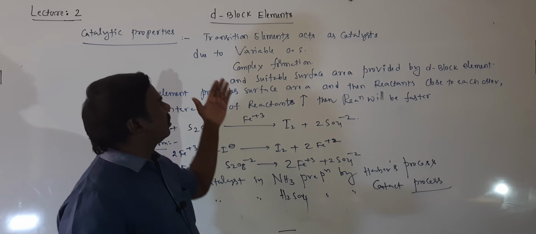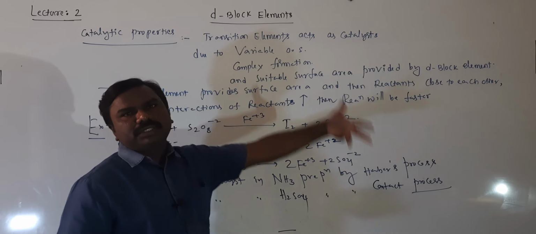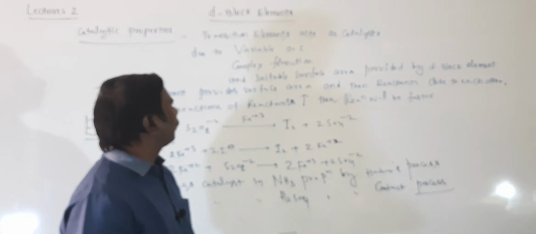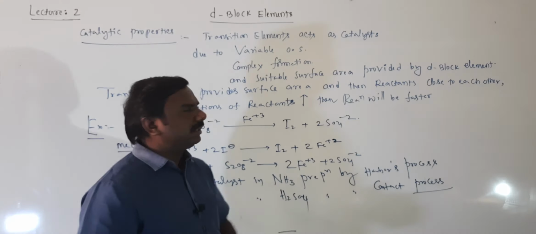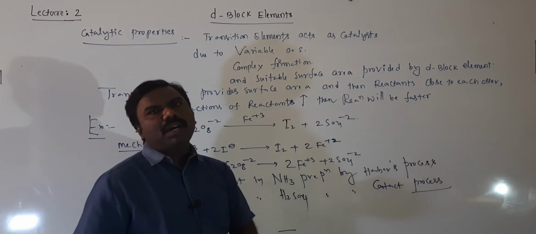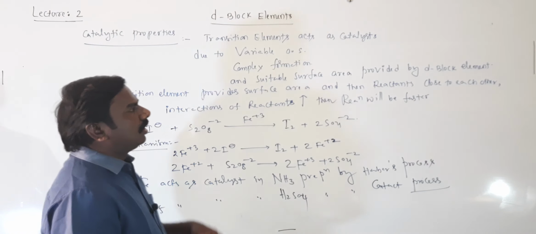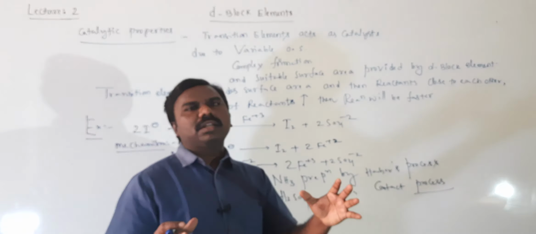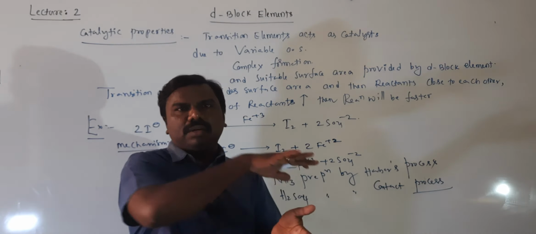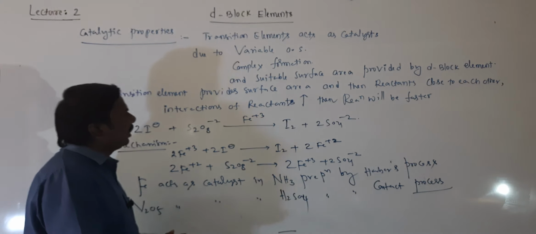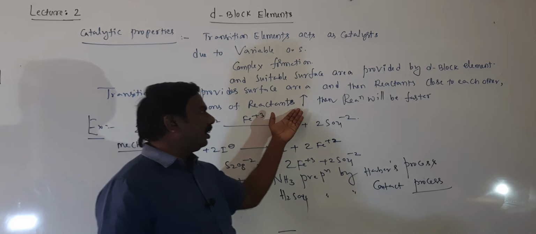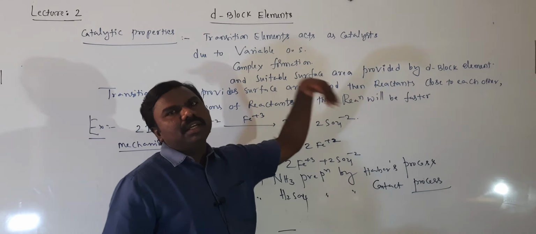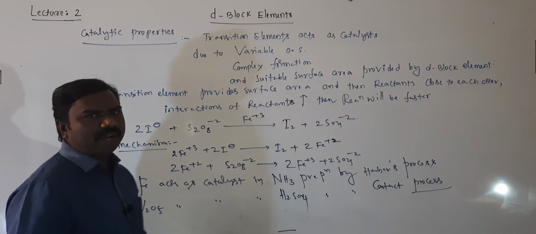Transition elements have variable oxidation states, +2 to +7, and they can form complexes, and they will provide a suitable surface area. Reactants will interact with each other on that suitable surface area, the reactant interaction increases, the rate of reaction increases, and the reaction will be faster.